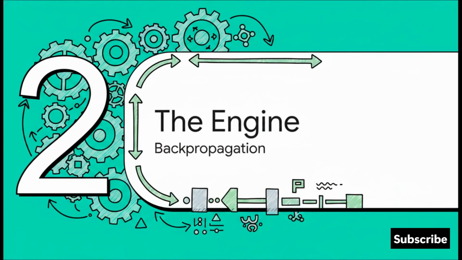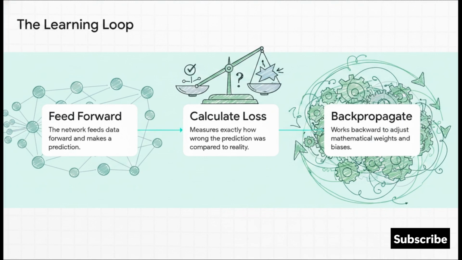Section 2. The engine, backpropagation. So how do those deep layers actually learn anything without us holding their hand? It's all about an iterative control loop. Step 1. The network feeds data forward to make a prediction. Step 2. It calculates the loss, which is basically measuring exactly how wrong that prediction was compared to reality. Step 3. It works backward to adjust the millions of weights and biases connecting its artificial neurons. It's just this endless loop of predicting, measuring failure, and correcting itself.